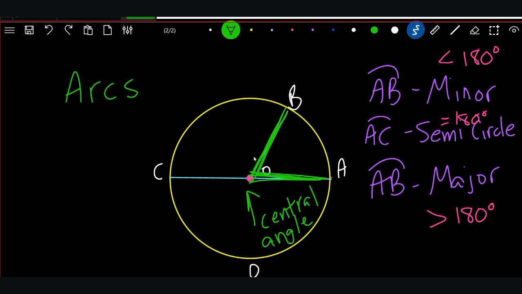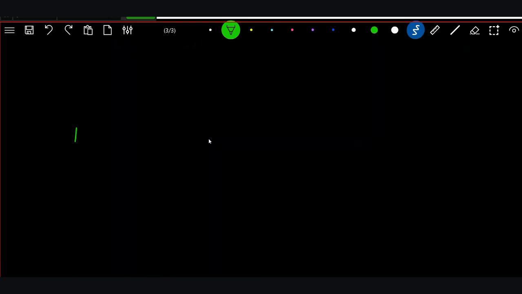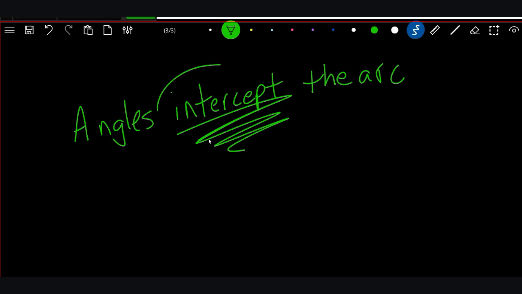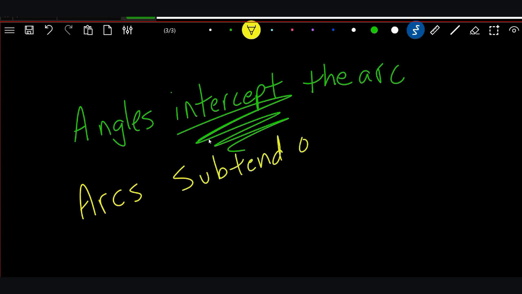This is a little bit of technical terminology, right at the very bottom of page 132. It uses the word that says an angle is said to intercept the arc. Angles intercept the arc. We're going to use that word quite a bit, so that is an important word. The angle intercepts the arc, not intersect. The next terminology, also on the bottom of page 132: arcs subtend, or determine, the angle.